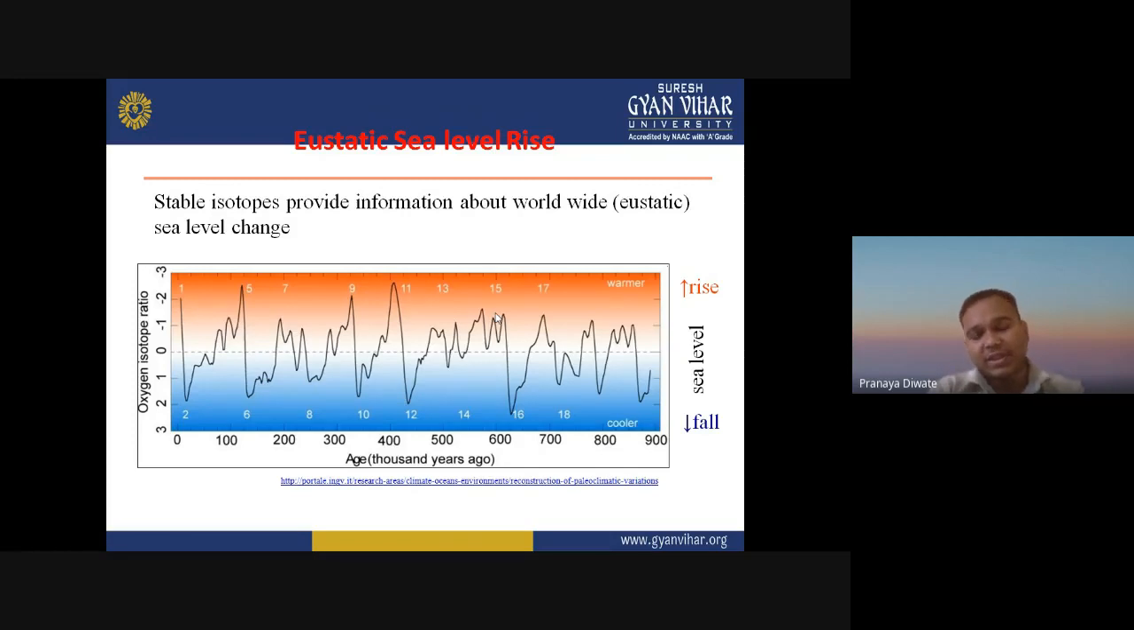So oxygen and carbon isotopes are what we use for paleoclimate studies, as well as age determination, and they have so many applications in geology. So what is the use of paleoclimatic study?